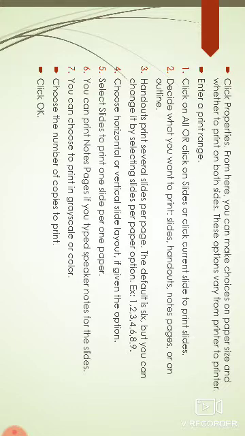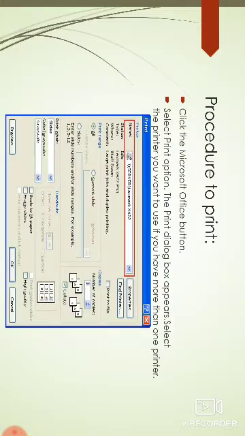Next, handouts print several slides per page. The default is 6, but you can change it by selecting the slides per page option. For example 1, 2, 3, 4, 6, 8, 9. Next, choose horizontal or vertical slide layout if given the option. So here look at this.